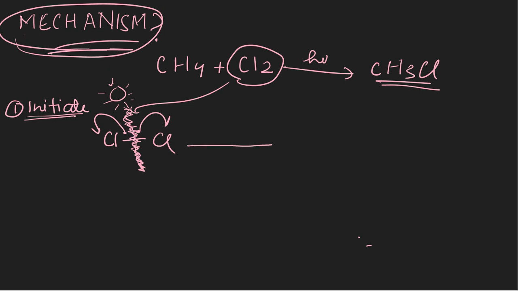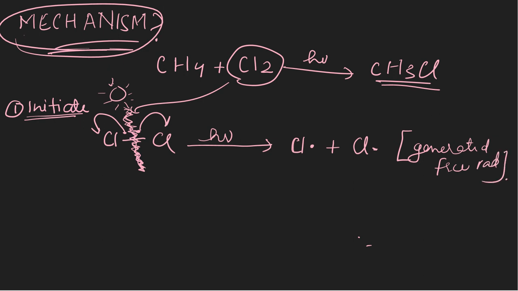So what is happening in the presence of sunlight? Your chlorine radicals are forming. So your two chlorine radicals will be formed. So you have generated your free radicals, your chlorine free radicals, in your first step. Now what is our second step? Now your chlorine free radicals have been generated, you're all set up, you have started your reaction, and so we will proceed to our next step, which is your propagation.